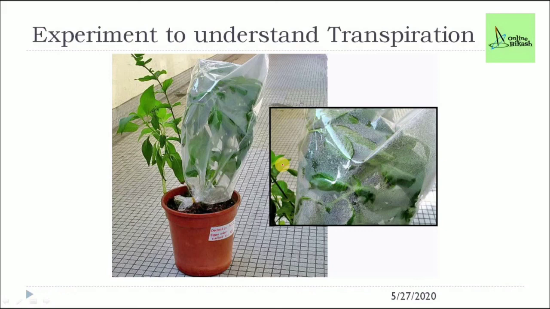Now what will happen if you do not provide a regular supply of water to a plant? The leaves will get wilted. This is because you are not providing water. So without water, the water present in the leaf or in the plant will be lost through the process of transpiration. So that's why it needs a regular supply of water, otherwise it will wilt.